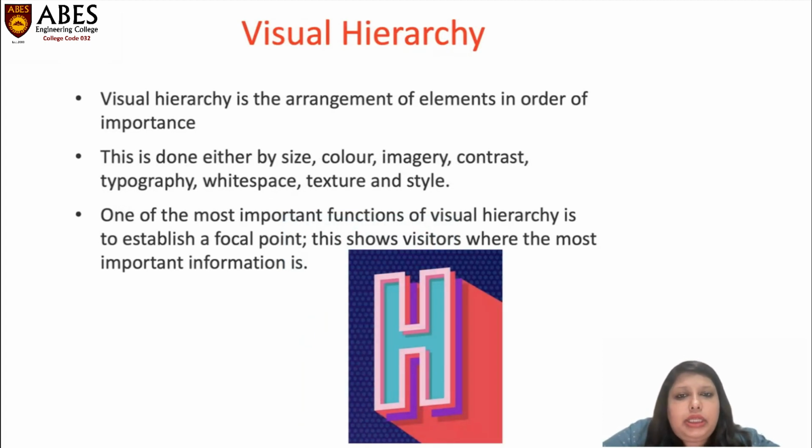Then comes visual hierarchy. Visual hierarchy is the arrangement of elements in order of their importance, that is, which element you want your user to come across first. This hierarchy is maintained by size, color, imagery, or contrast. It could be typography, white space, texture, or style. One of the most important functions of visual hierarchy is to establish a focal point. That means this shows the visitor where the most important information is present.